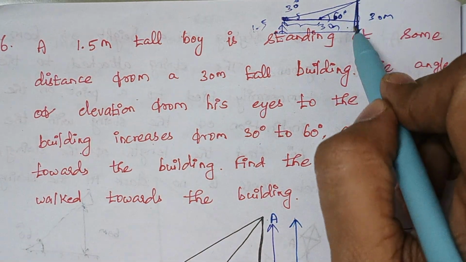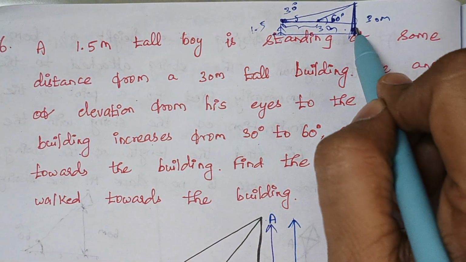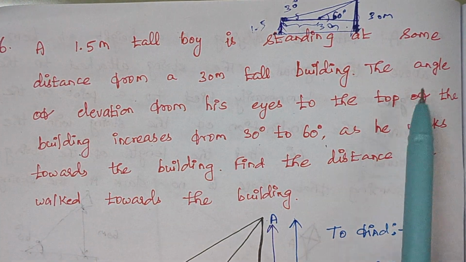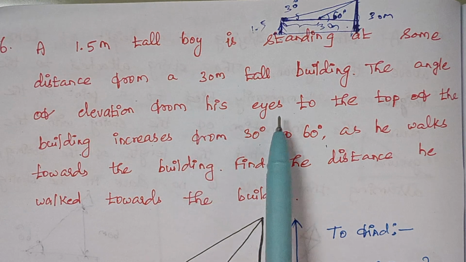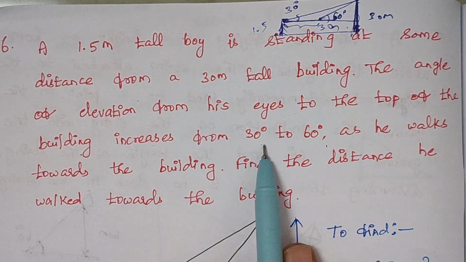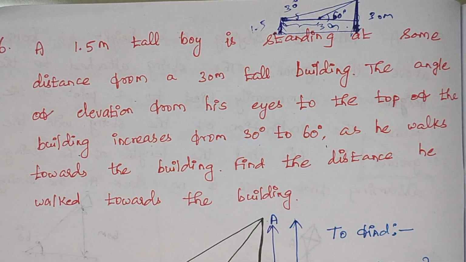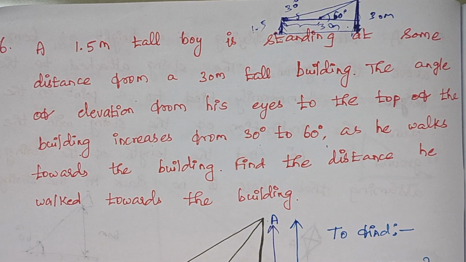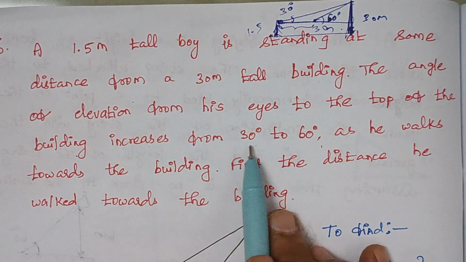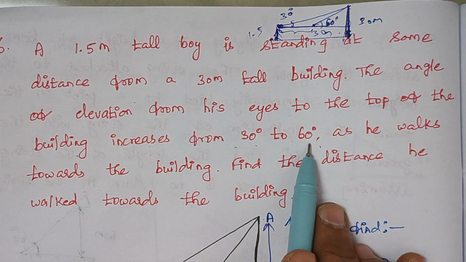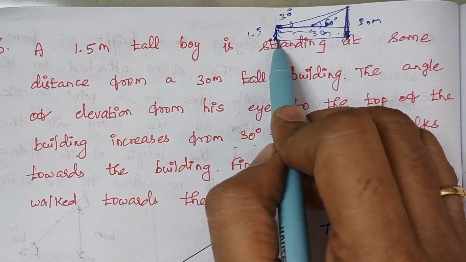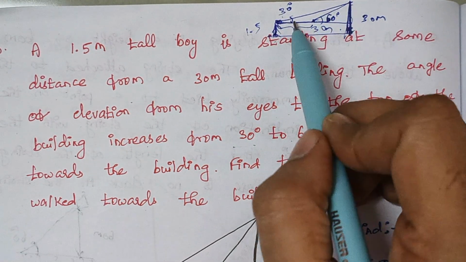So assume that this is your 30 meter building and here there is a boy standing. The angle of elevation from his eyes to the top of the building increases from 30 degrees to 60 degrees. So at the angle of elevation, the boy is looking upwards, and the angle varies from 30 to 60. So whenever the boy stands here, the angle of elevation will be 30 degrees.